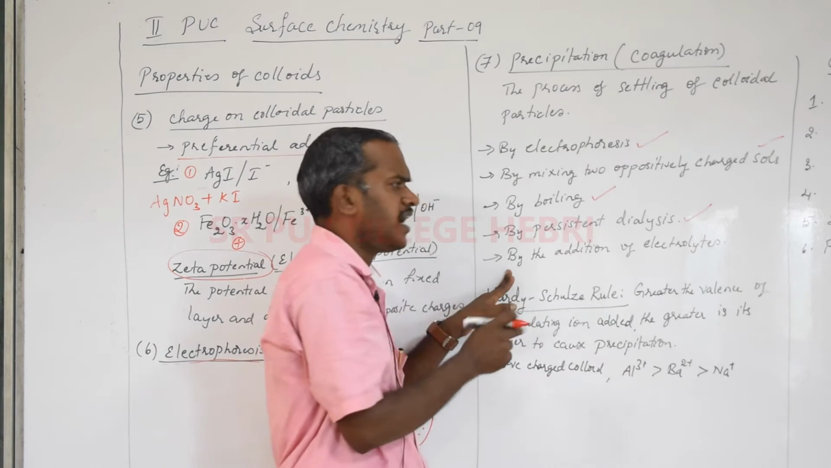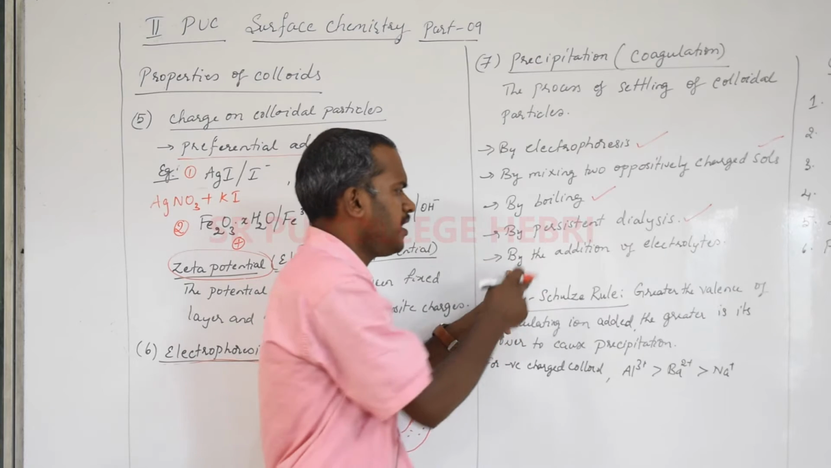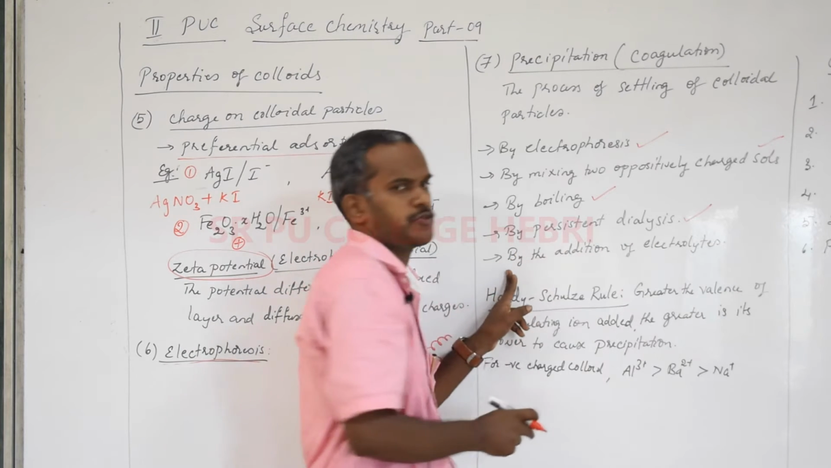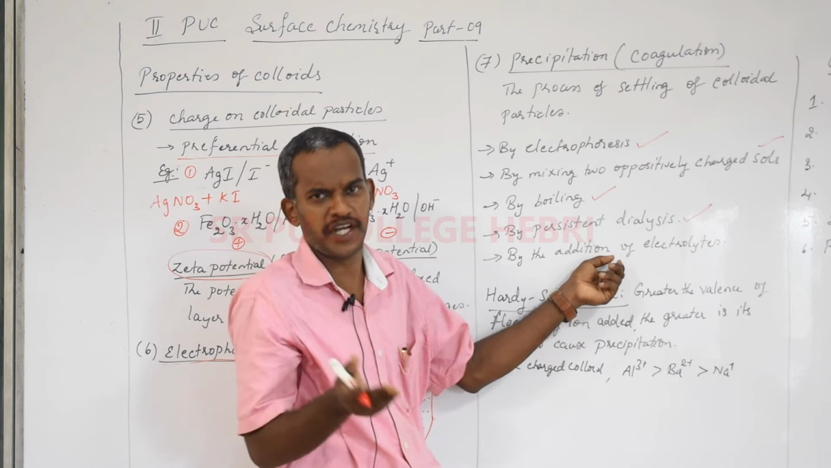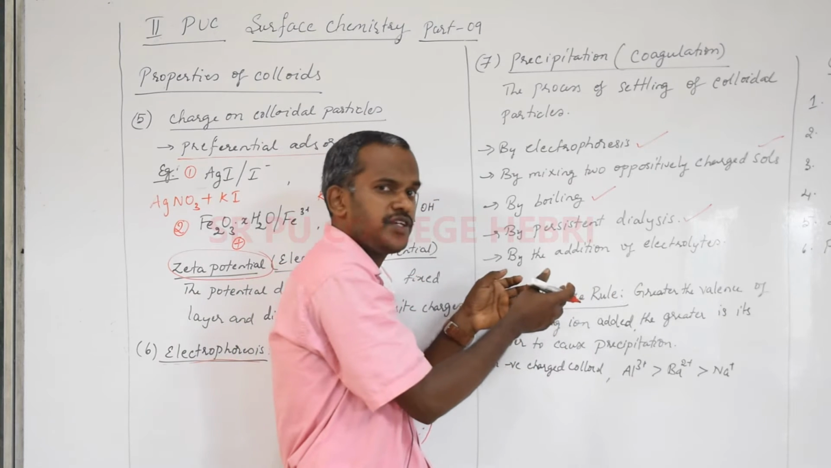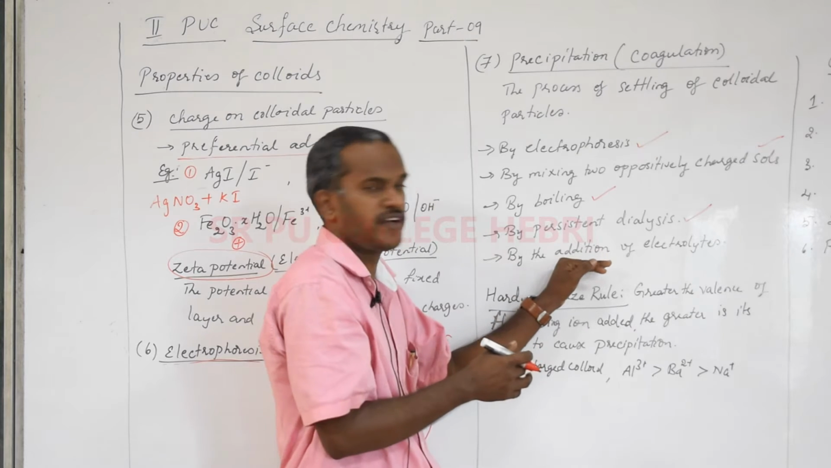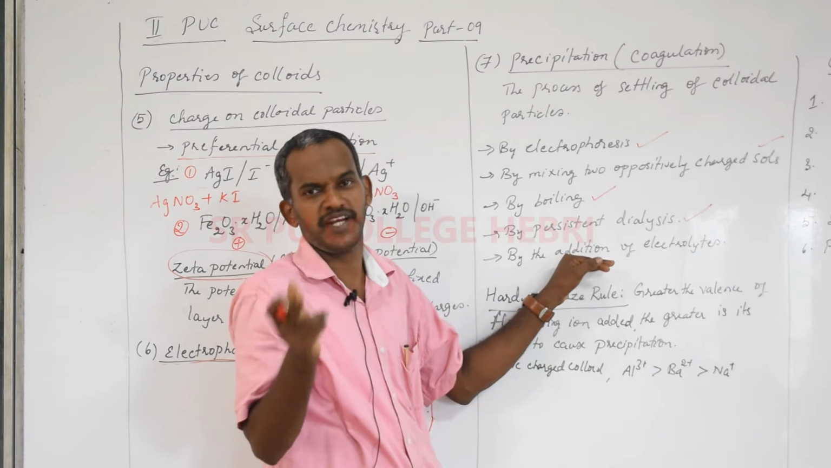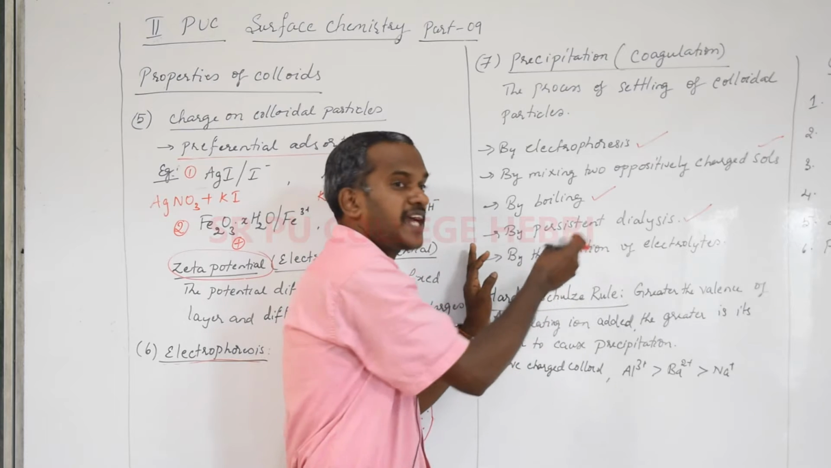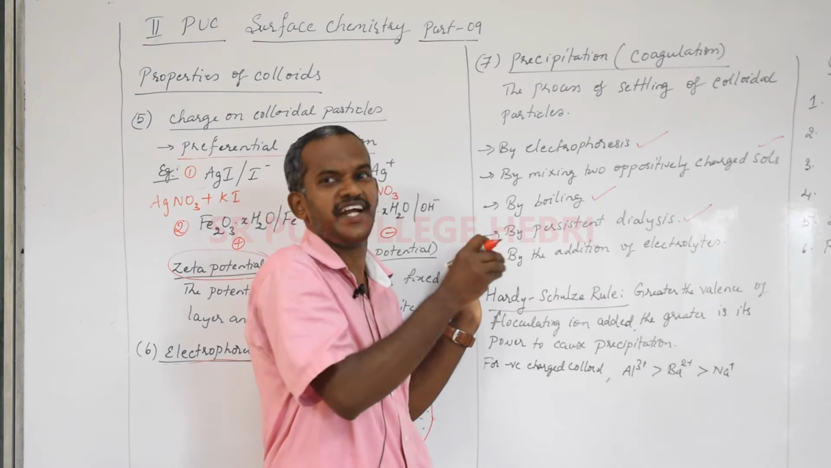The last one, and this is a very convenient and easy way to convert a colloid into precipitate, is by the addition of electrolytes. You add any electrolyte; we know electrolytes have positive and negative ions, and one of the ions, without knowing what the charge on the colloidal particles is, we can prefer this method. Why? Because the added electrolyte contains both positive and negative ions. So one of the ions acts as an active ion, or we can also call it a flocculating ion.